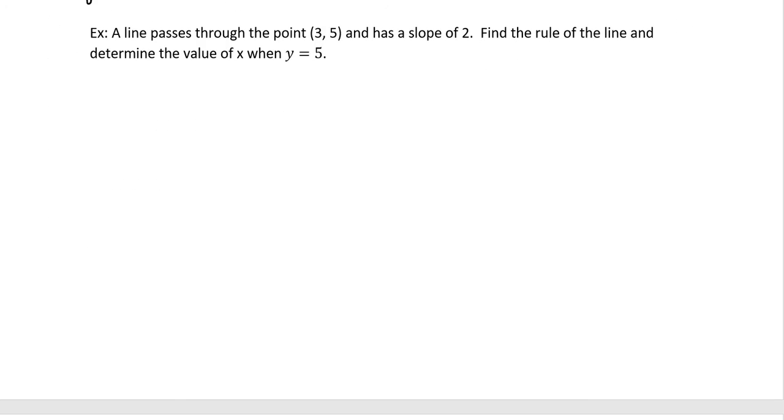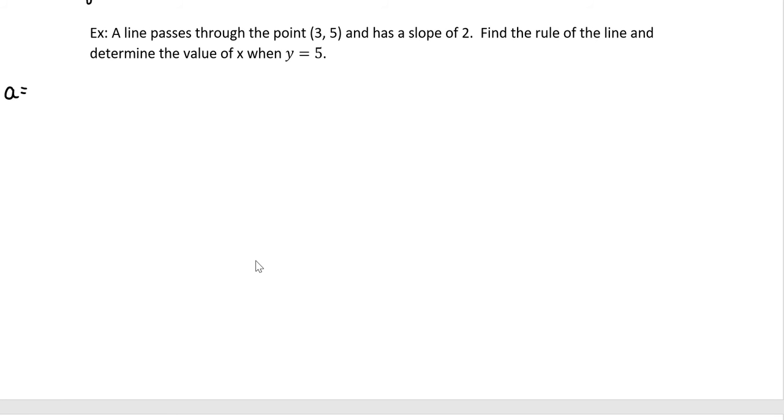So here's our next example. We have a line, it passes through the point 3,5, and it has a slope of 2. We're told that it has a slope of 2. We need to find the rule of the line and determine the value of x when y is 5. Well, here are some things to remember, right? We need to find a and b, right? That's what we always need to do.